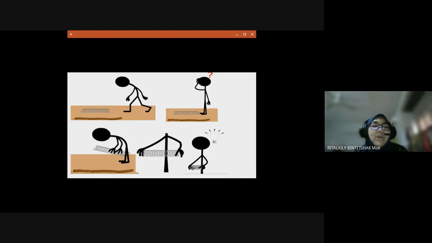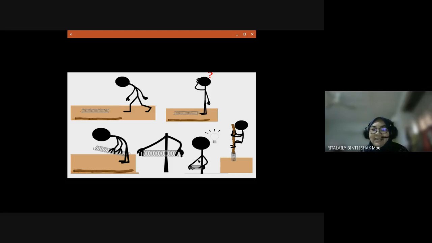What do you think he will do next? What do you think he will do? It's quite a big spring. Okay, let's see what he does with the spring. He used the spring to play with it. Someone sits on the spring, I don't know what to call it.